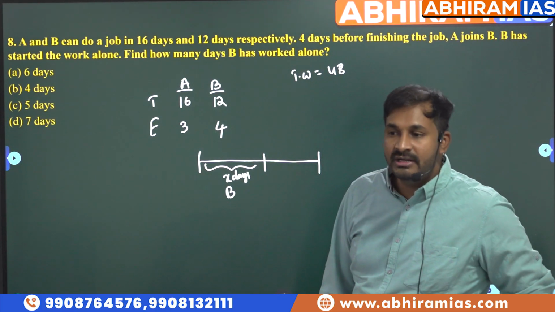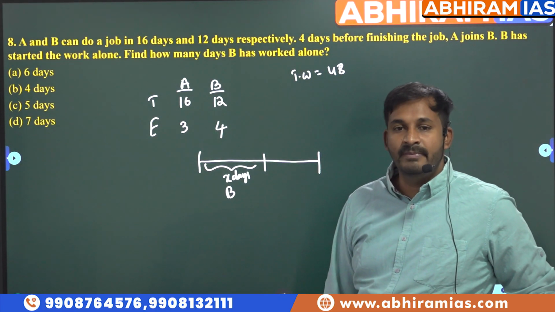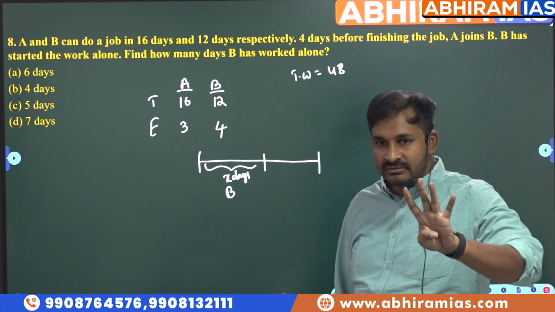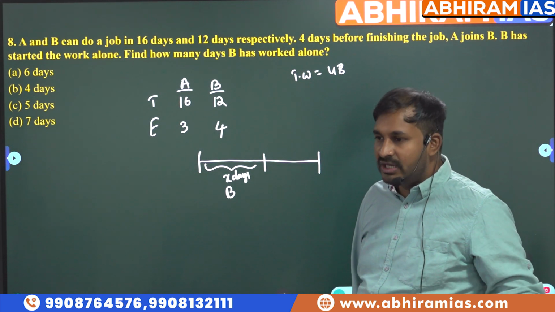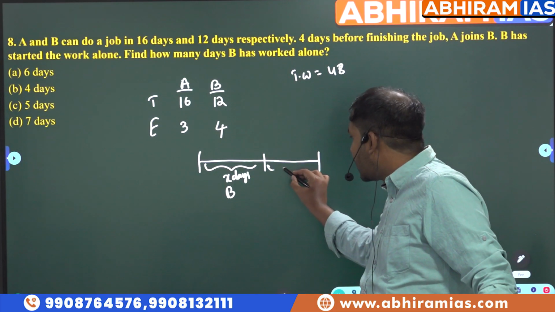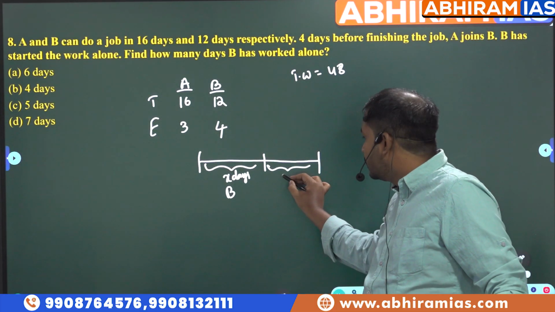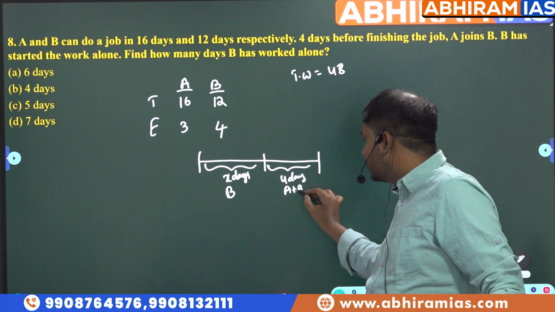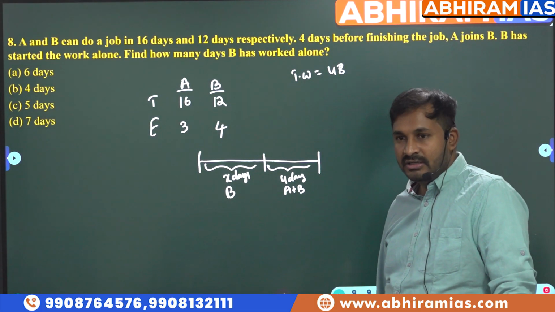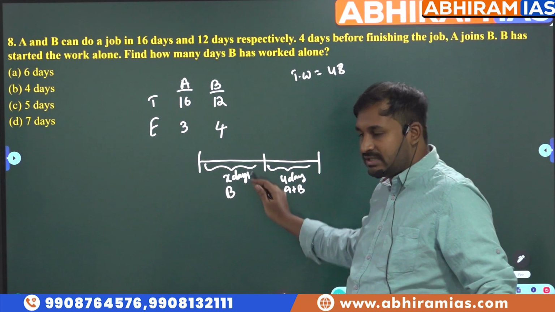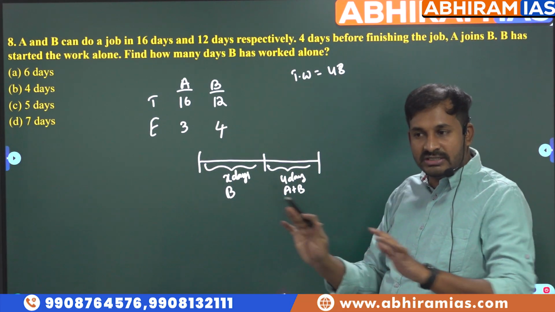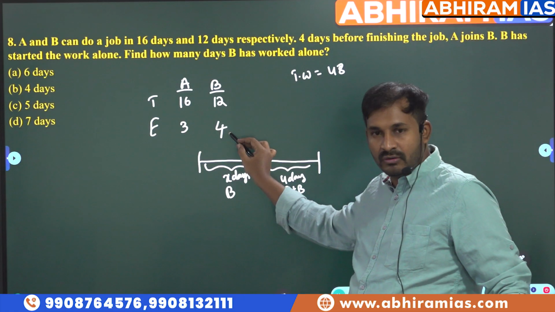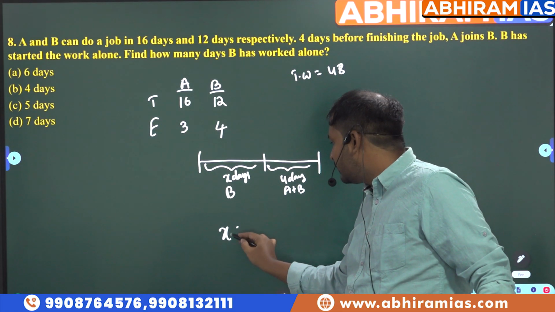When did A join B? Before completion of work by 4 days. That means last 4 days only, right? Before completion of work by 4 days, the last 4 days was worked by whom? Both A and B. Last 4 days was worked by both A and B. Okay, for the first X days, by working in this manner my total work is finished. So what is the efficiency of B here? 4. With 4 efficiency, B worked for how many days?